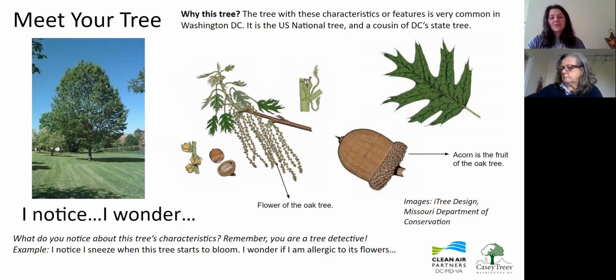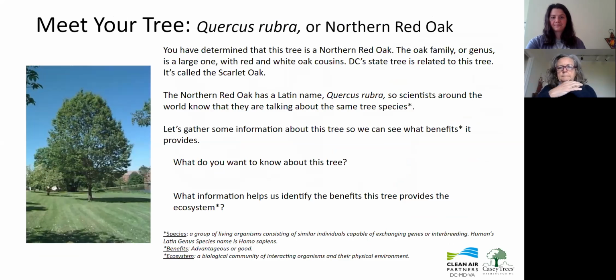Finally, we notice on this tree the distinct leaf shape. There are bristle tips and lobes on this leaf. So gathering all of that information about the tree, let's determine what species of tree this is. We can say this tree is a Quercus rubra or northern red oak.